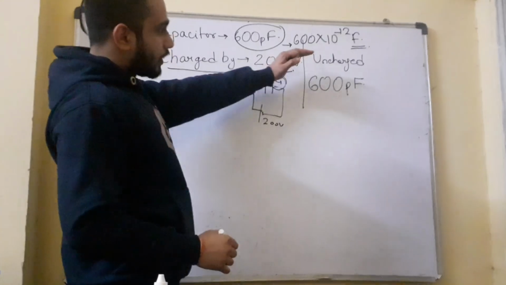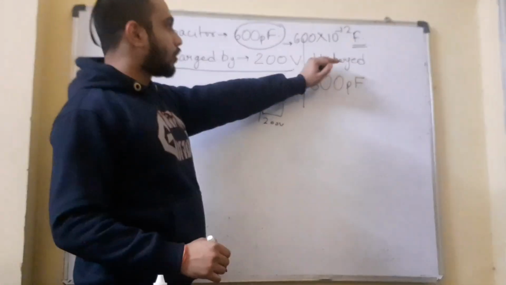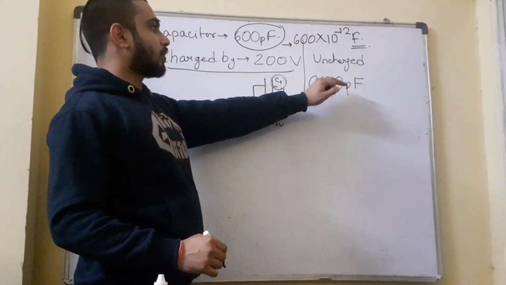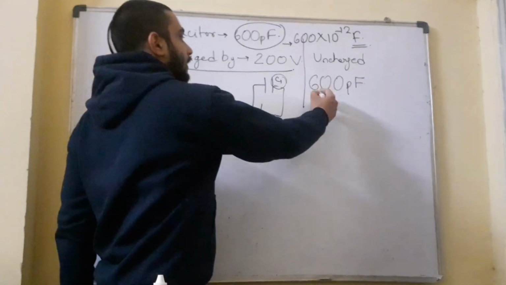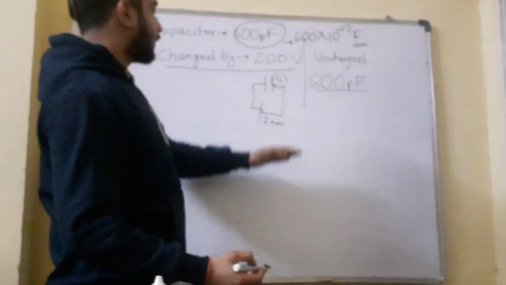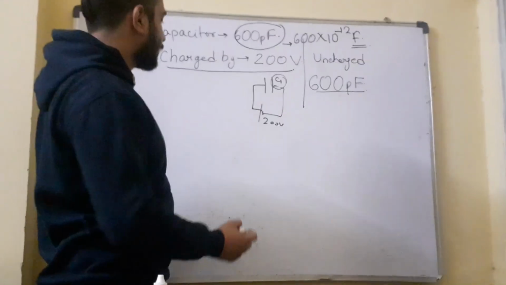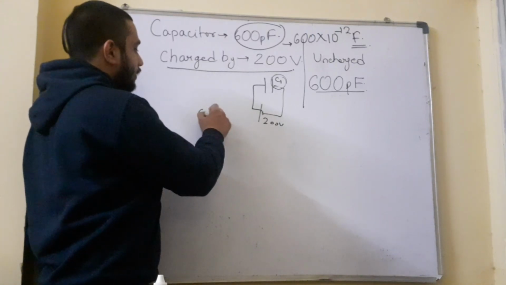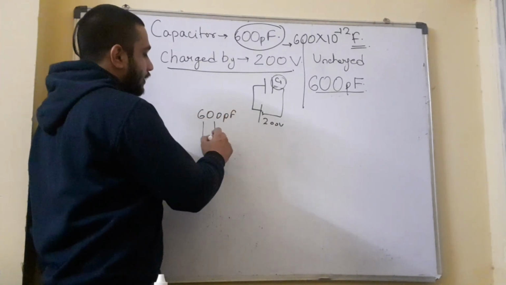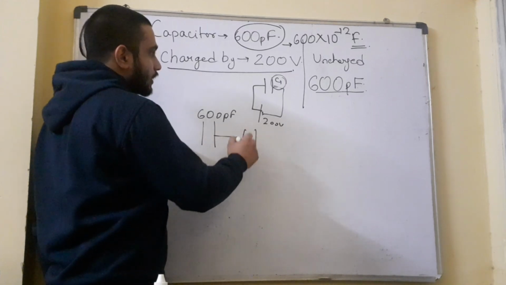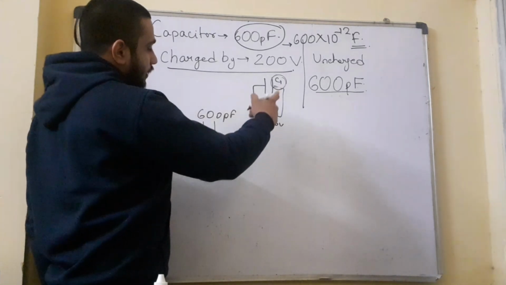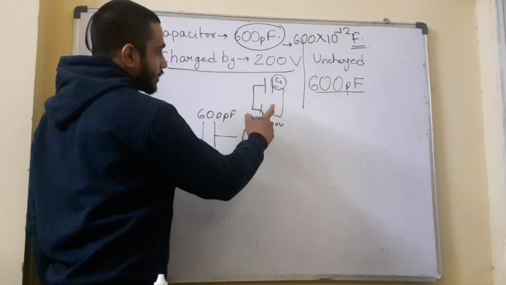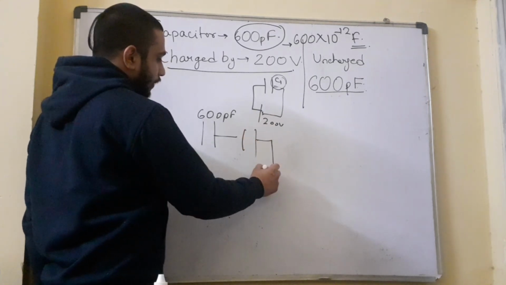Okay, and now this is connected to an uncharged capacitor which has a capacitance of 600 picofarad. Okay, but it is the uncharged capacitor. So firstly here it is a charged capacitor which has a 600 picofarad capacitance, and this is now an uncharged capacitor which has a capacitance of 600 picofarad.